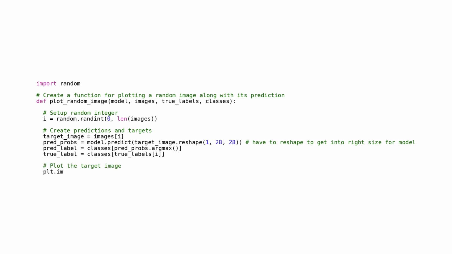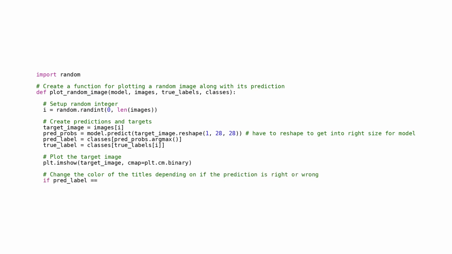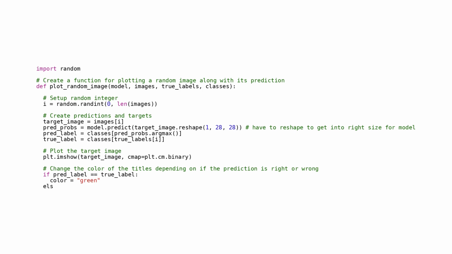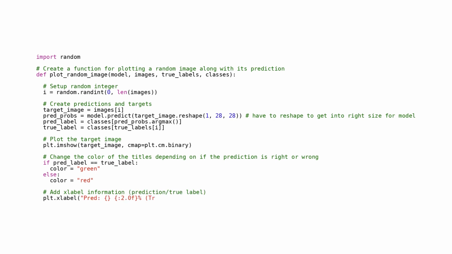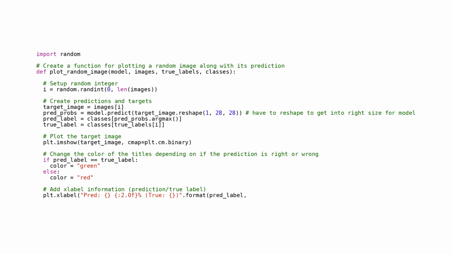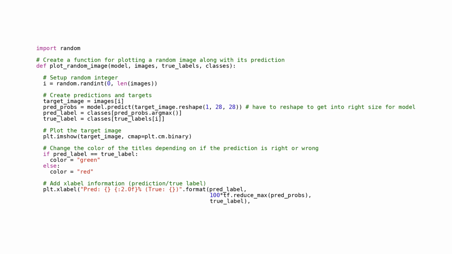The function then continues to display the selected image using matplotlib's imshow function, with the color map set to binary for a grayscale representation. It then sets the title of the plot with the predicted label, the prediction probability, and the true label. The title is colored green if the prediction is correct, i.e., the predicted label matches the true label, or red if the prediction is incorrect. Please note that this code snippet assumes the presence of other necessary imports and context, such as the matplotlib library for plotting (plt) and TensorFlow (tf) for calculating the maximum probability for the predicted label. Without this context, the code as provided would not run successfully.